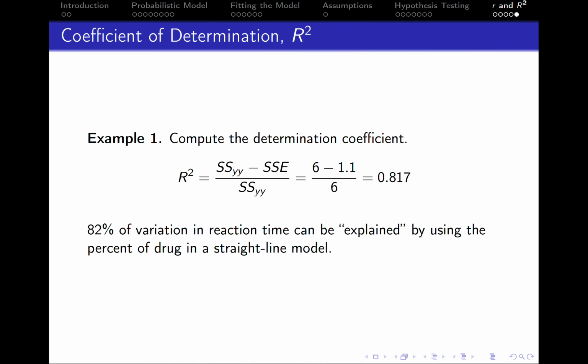Let's go back to our example of the reaction to a certain drug. The coefficient of determination for our example would be equal to 0.817. So the interpretation will be the following: 82% of variation in reaction time, so 82% of variation in y, can be explained by using the percent of drug in a straight line model. Or in other words, we can say that 82% of variation in our dependent variable is explained by the estimated model.